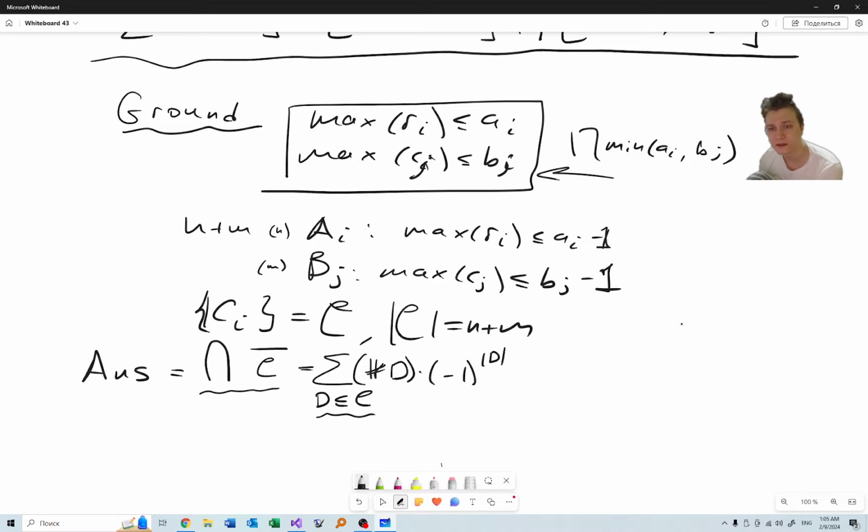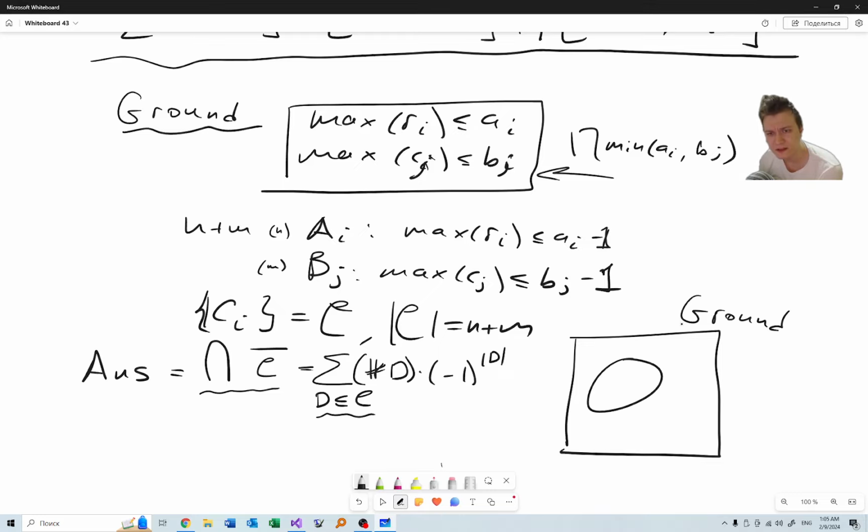For instance, they simply say, let this be the ground area. For example, let this be some condition A, which we don't want to hold, and this is condition B, which we also don't want to hold. We want to calculate this area, not holding any of these conditions.